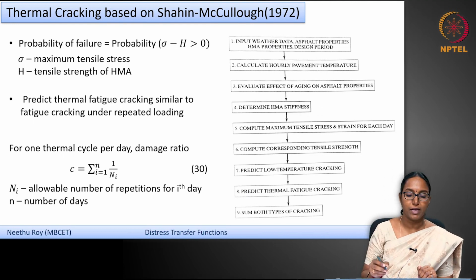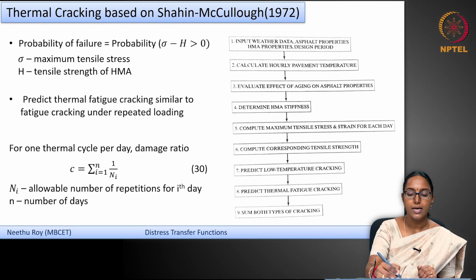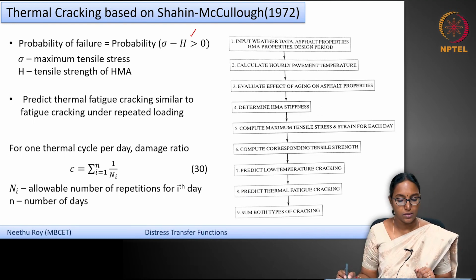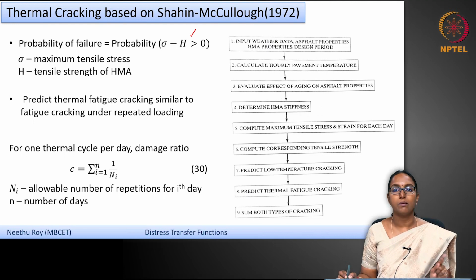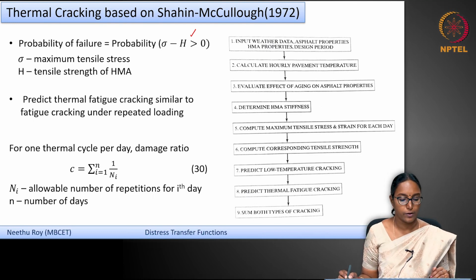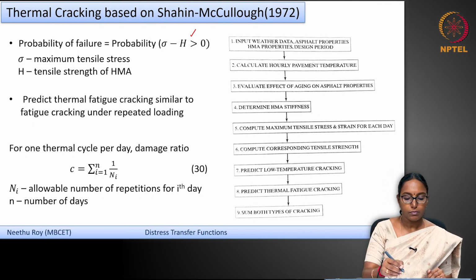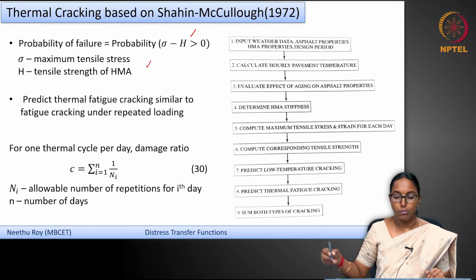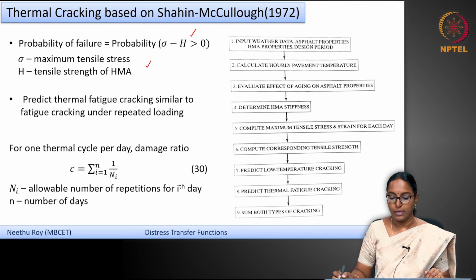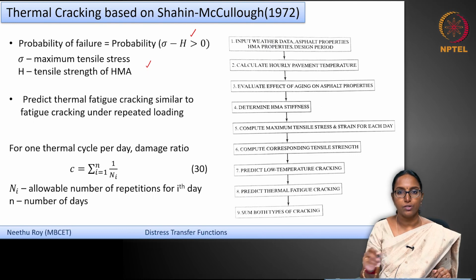Now, the probability of failure is given as the probability when sigma minus h is greater than 0. Now, what is this sigma? Sigma is the maximum tensile stress that is coming, and h is the tensile strength of the HMA material. So, at that particular temperature, if the stress exceeds the strength of the material, there is a possibility of failure. Okay. Now, this is the first aspect wherein the thermal cracking is being predicted based on this approach.